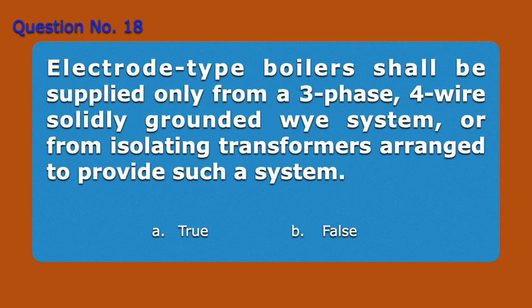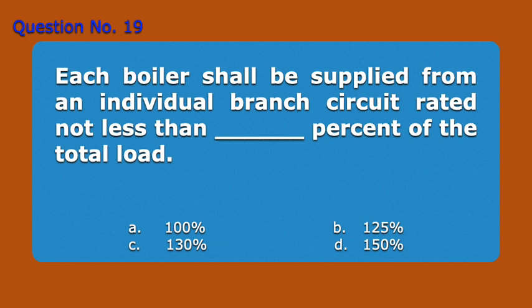Question number 18. Electrode-type boilers shall be supplied only from a three-phase, four-wire solidly grounded Y system, or from isolating transformers arranged to provide such a system. A. True. B. False. Answer: A. True.